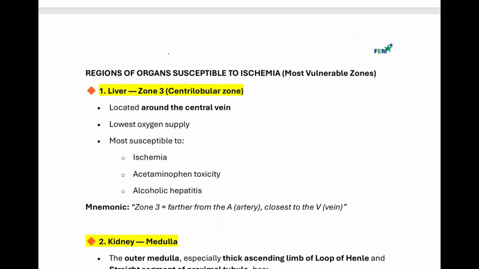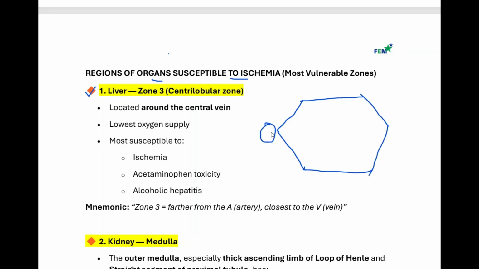Let's see why. So today we'll be talking about regions of organs susceptible to ischemia, so the most vulnerable zones in the body. We're going to start with the liver. So when you look at the liver hepatocyte, right? In the liver, it has what we call a hexagonal shape.